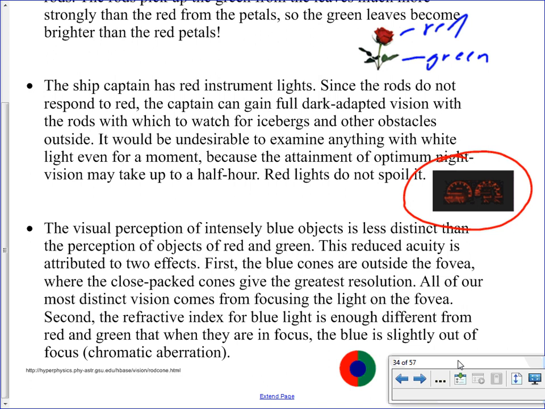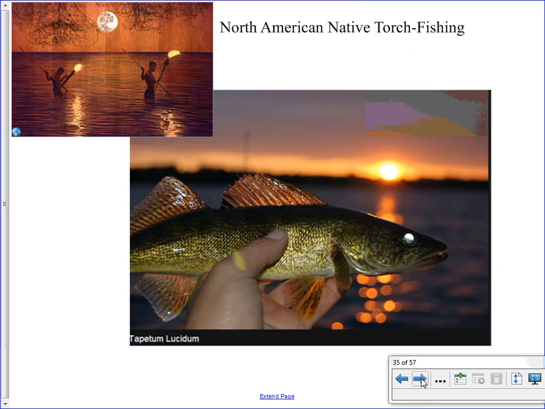And the idea behind this is that it's difficult to see all three of those colors clearly at the same time. Part of it has to do with the location of the blue cones being outside of the fovea. It also has to do with the fact that the blue light is bent, refracted, a little bit differently than the red and the green light, and that's why it makes it difficult to see all three of those colors crystal clear at the same time. Anyway, just some interesting facts.